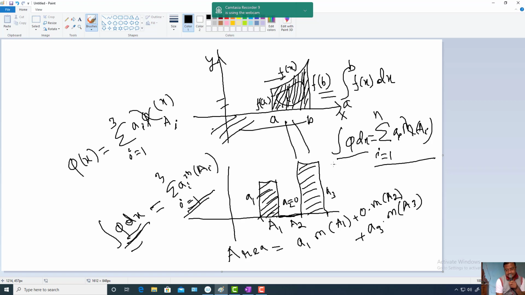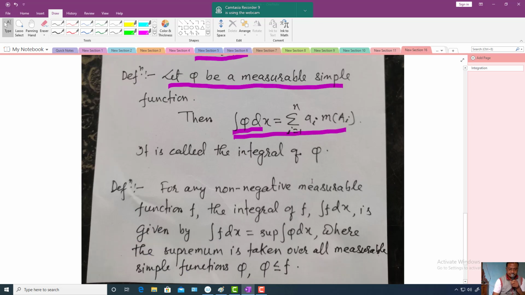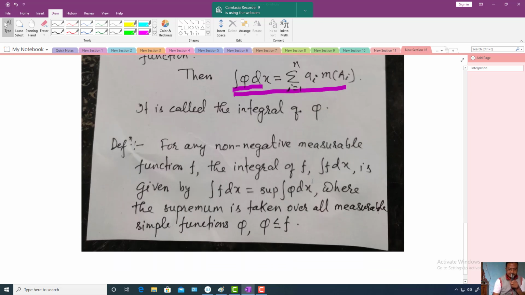That is how we define integration for a simple measurable function. This is very important. Now let us define integration for a non-negative measurable function. How do we define integration for a non-negative measurable function? After defining integration for a simple measurable function, now we are going to define it for a non-negative measurable function.